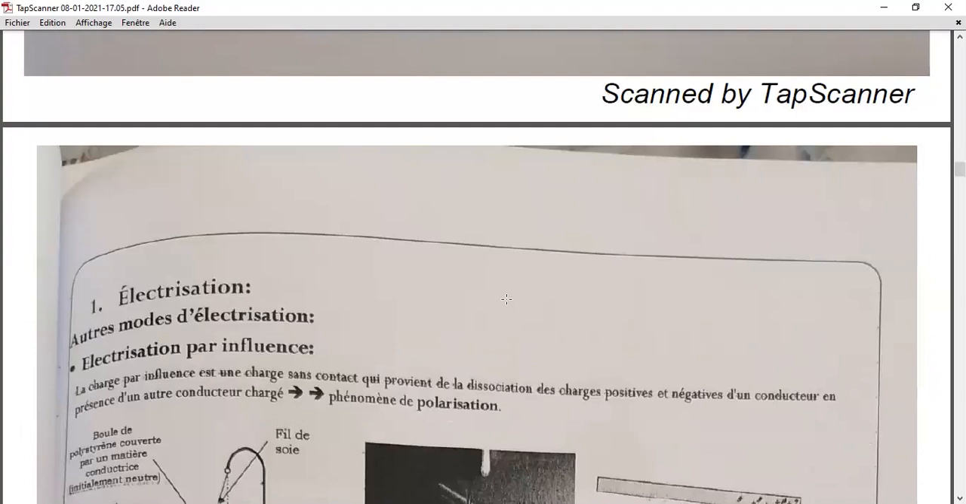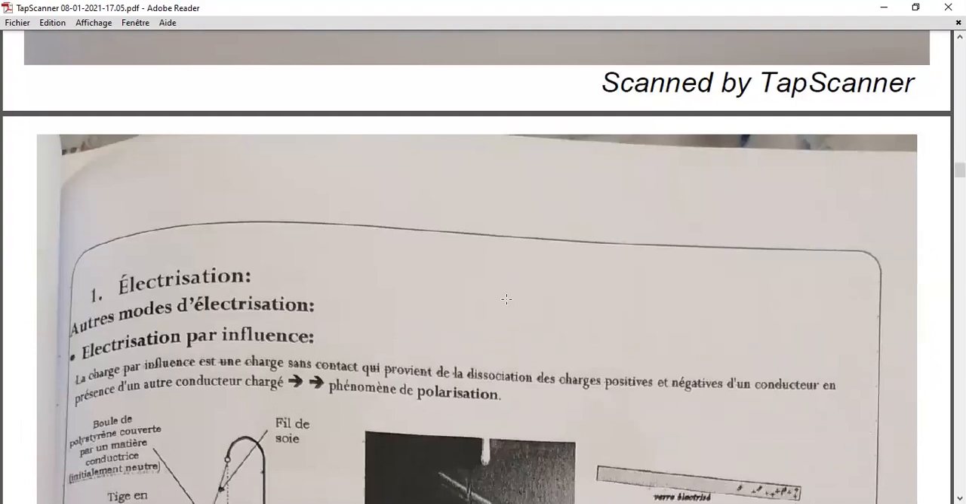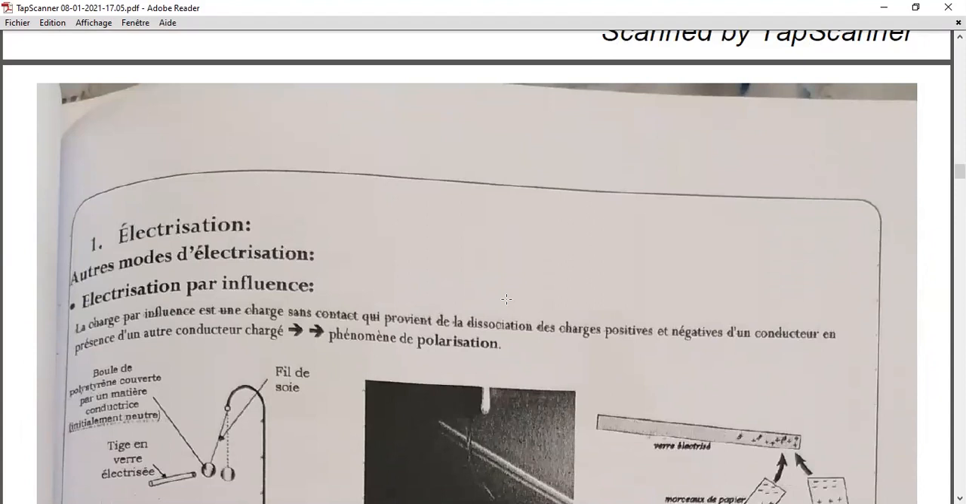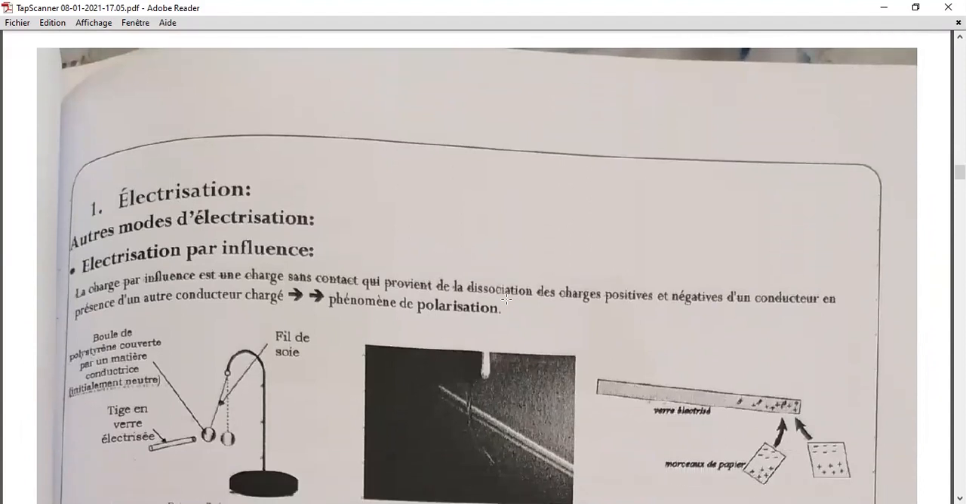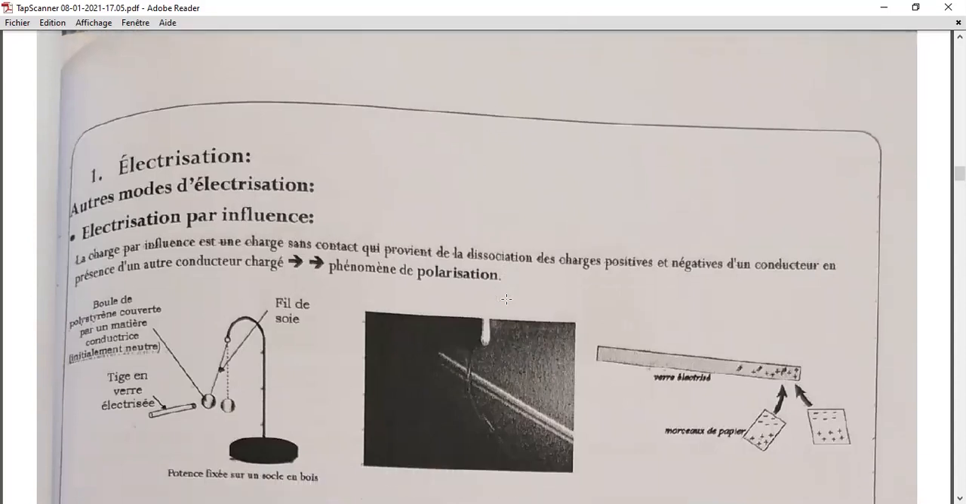So there are other modes of électrisation. There are other ways in which we can do electricization. When I'm talking about electricization, it is making something to be electrically charged. How can you make something electrically charged? There are other ways apart from the rubbing, other ways which I can make something to be electrically charged.